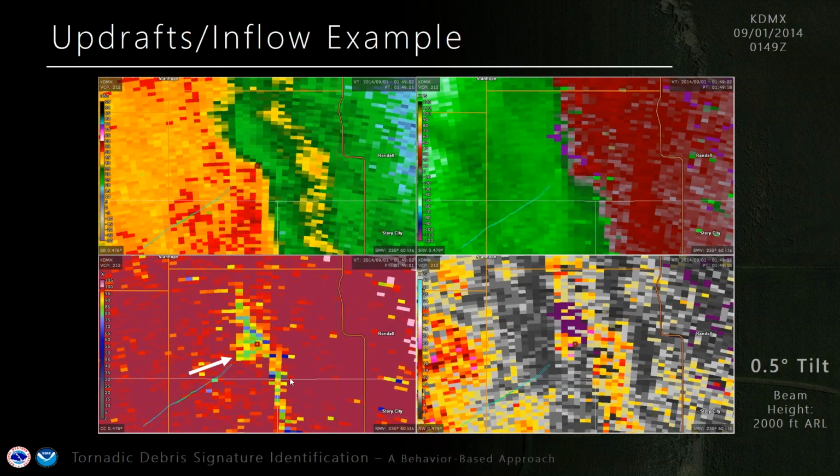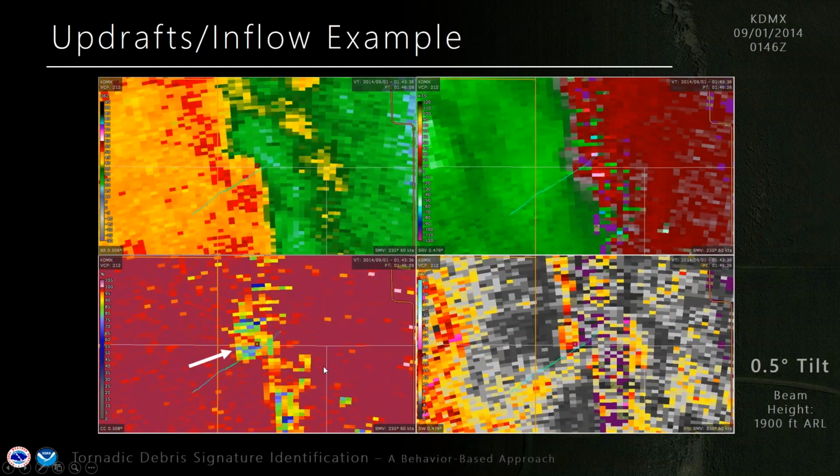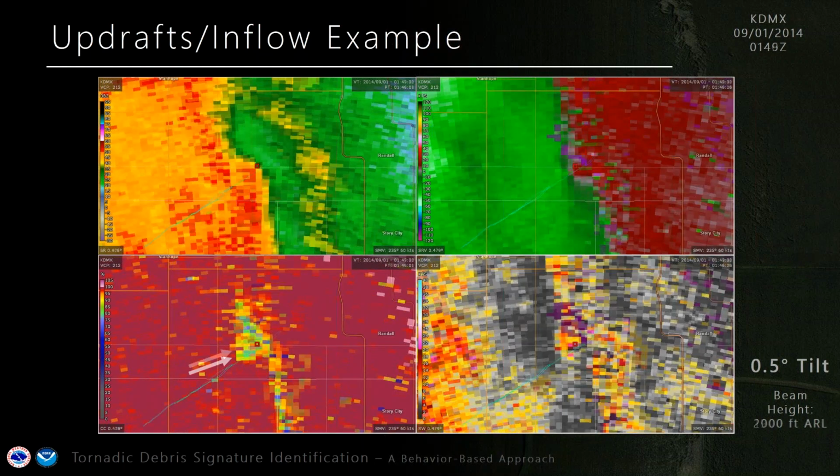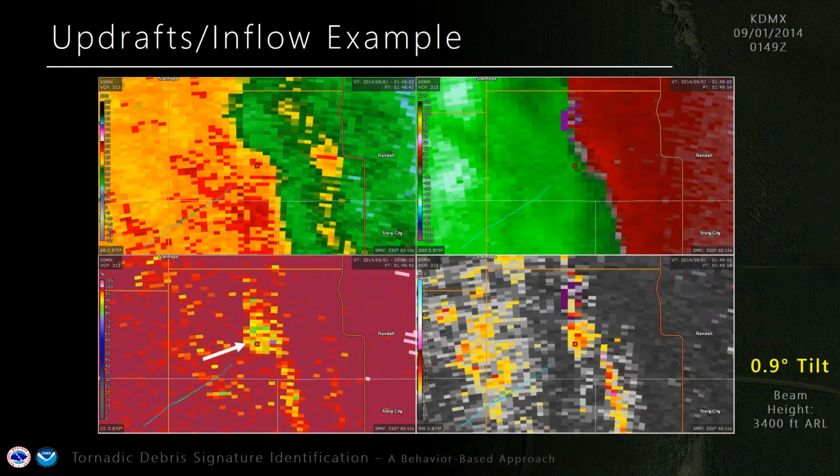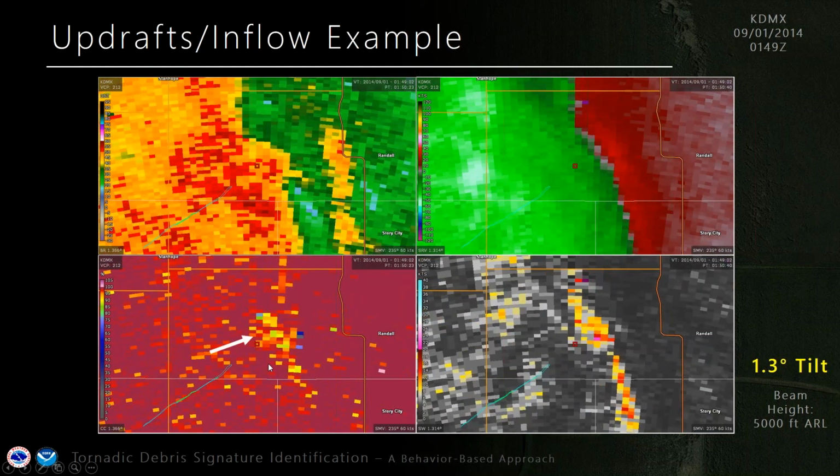And if we went up, doing some more vertical slices, going upward with time, this is the 0.9 tilt at 3,400 feet. You can see we're getting a little bit more on over the convergence zone, but the TDS is showing much, much better up there in a more circular CC fallout region. And then finally at 1.3 degrees at about 5,000 feet, you can see the debris plume is starting to widen out and dissolve up there, but it's still circular in nature, and we're above the convergence zone.